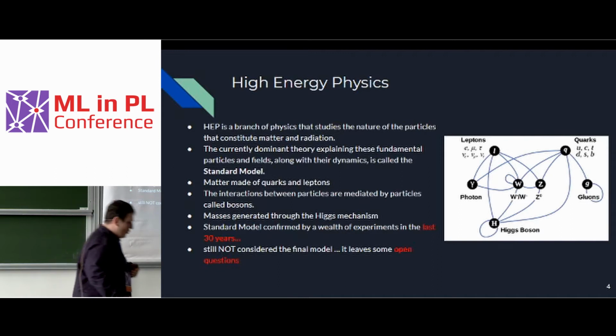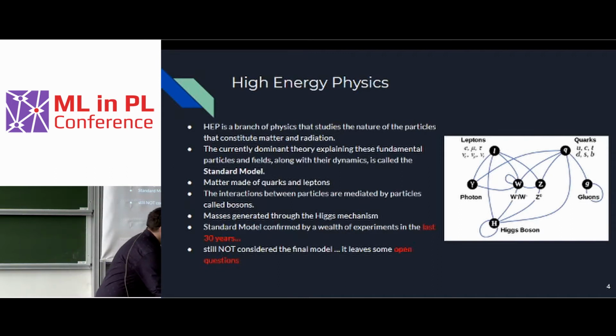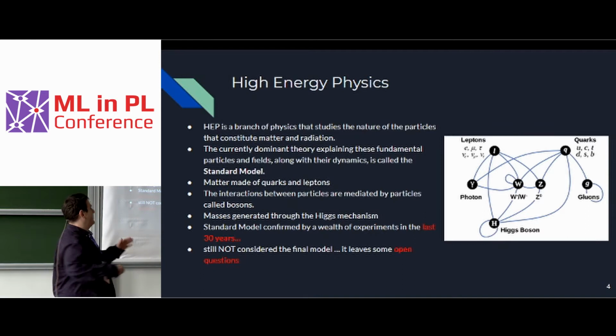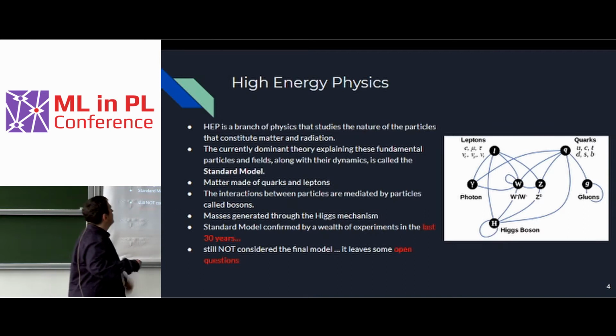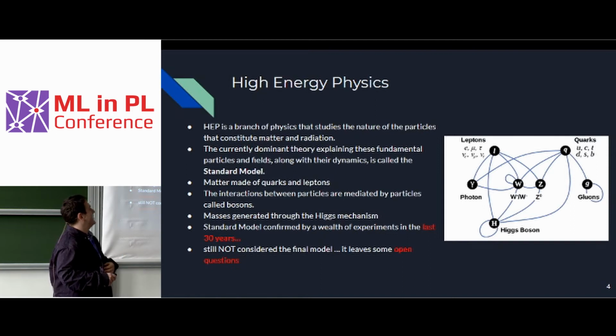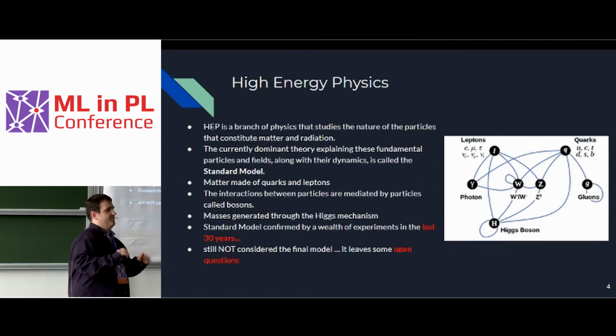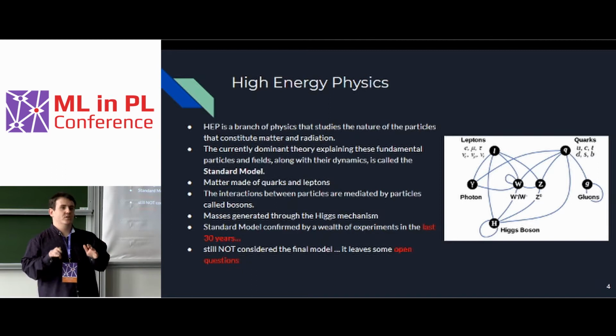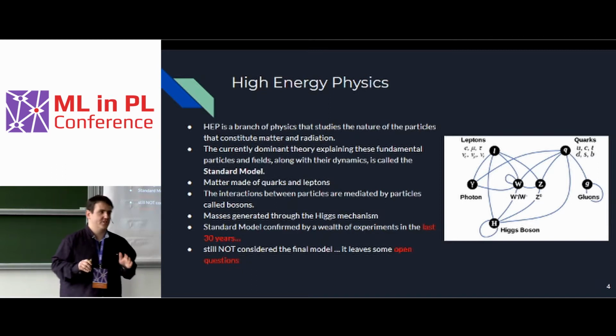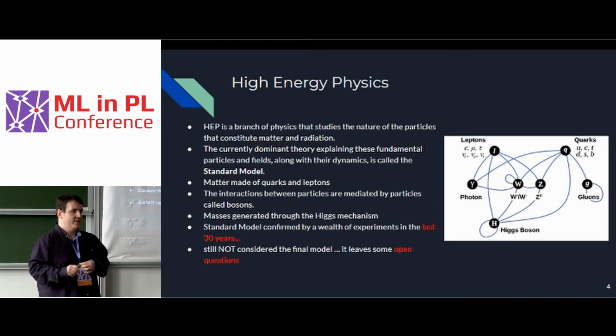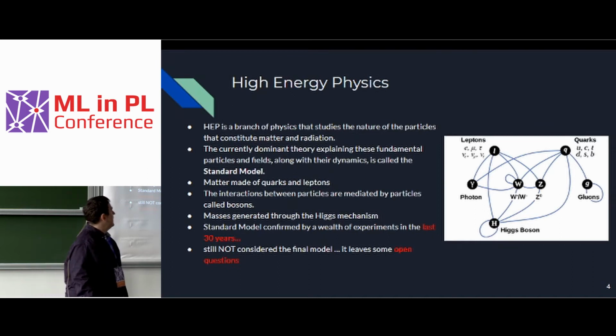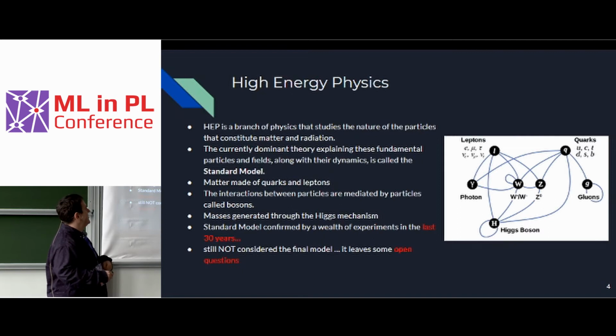So first of all, what is high energy physics? This is a Wikipedia-style definition: high energy physics is a branch of physics that studies the nature of the particles that constitute matter and radiation. Within this field of science, there is one great achievement from the theoretical point of view, which is called the Standard Model. This Standard Model is the theory that describes the fundamental particles and the fields.